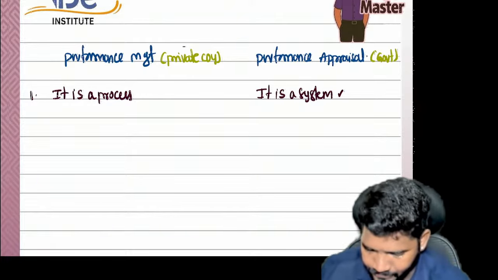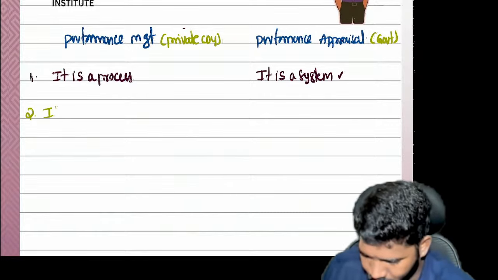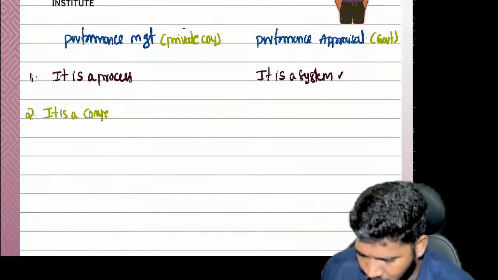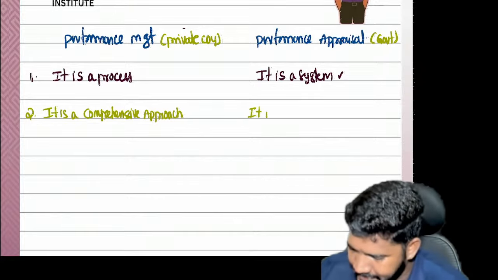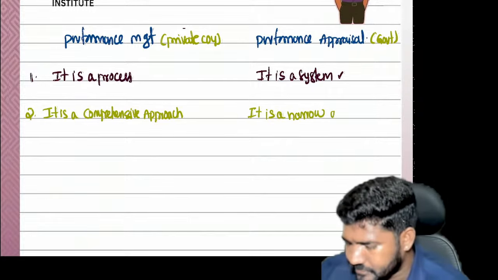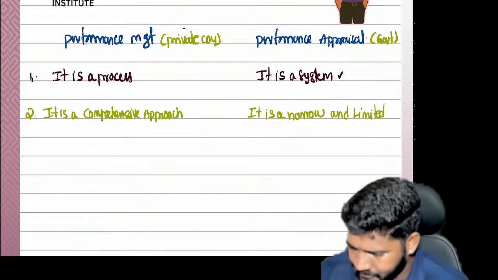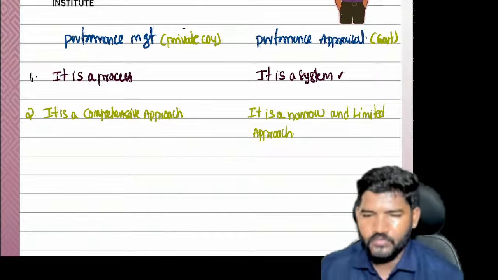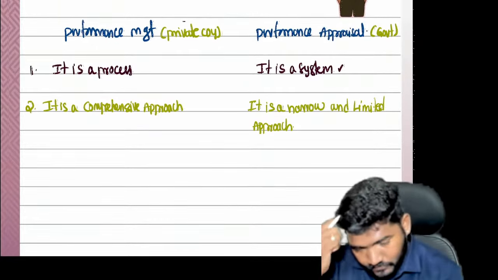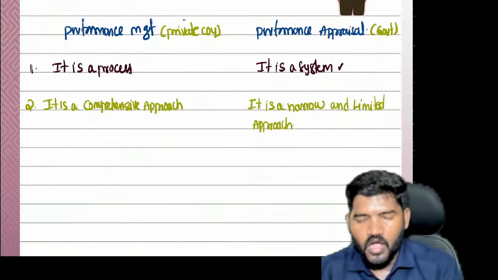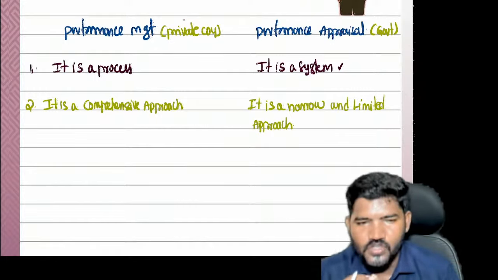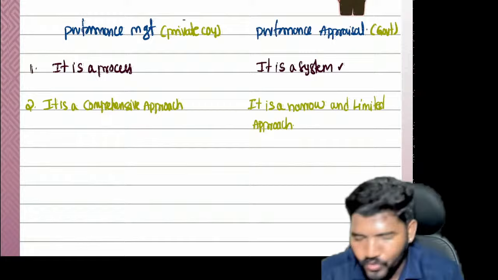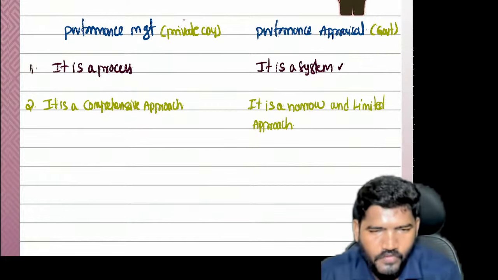The second difference: it is a comprehensive approach, and it is a narrow and limited approach. Comprehensive means it includes all things. It is not limited to a particular thing; it covers all things. That is called a comprehensive approach. When it comes to a narrow or limited approach, they are only focusing on specific things.